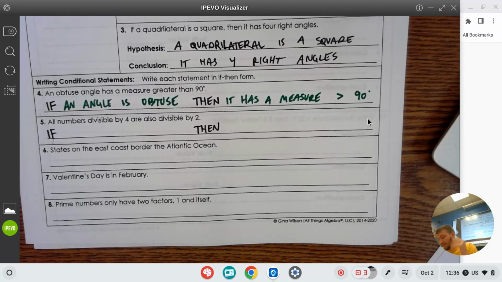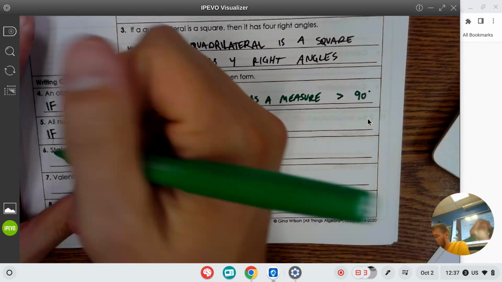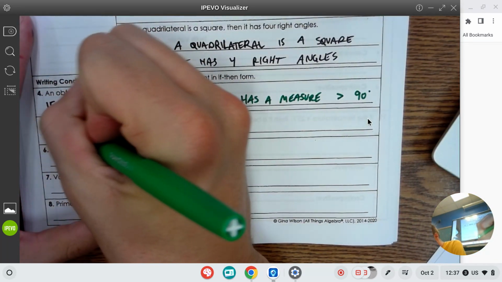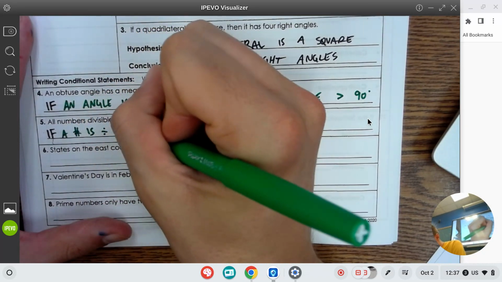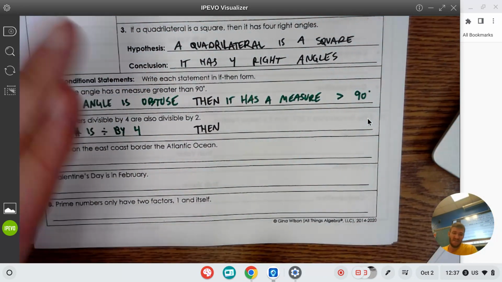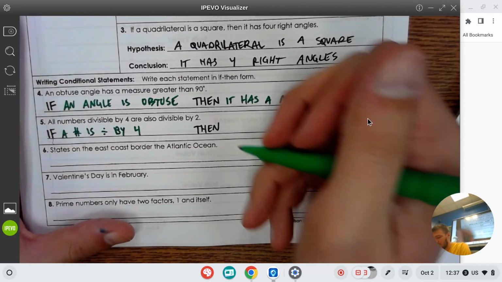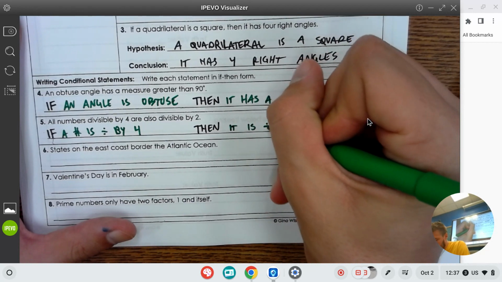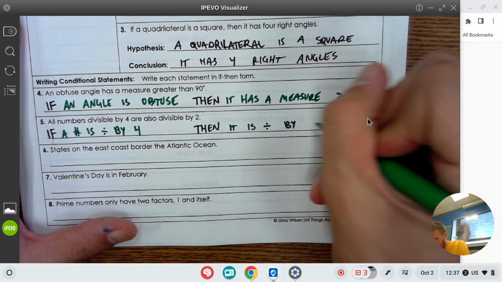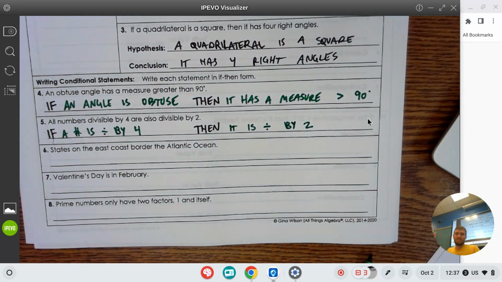All numbers divisible by 4 are also divisible by 2. So, if a number is divisible by 4, then it is divisible by 2. Sure.